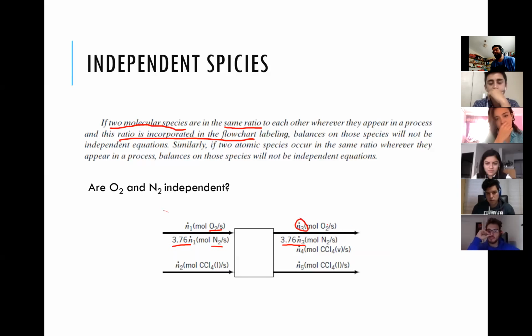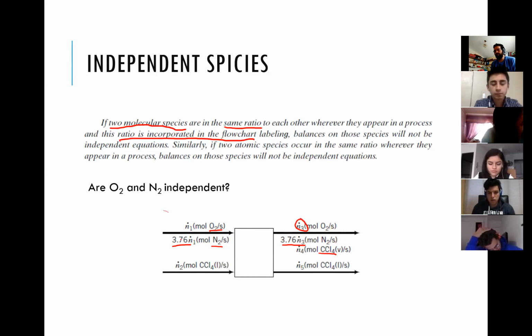And you have in one of the outlets the CCl4 that goes into vapor with the oxygen and nitrogen. But the important part here is that oxygen and nitrogen are kept in the same relation, right? 1 to 3.76 moles of the nitrogen. So in this case, oxygen and nitrogen are not independent, right? Because you can obtain one through the other, right?